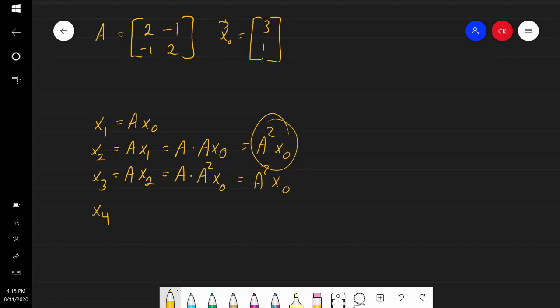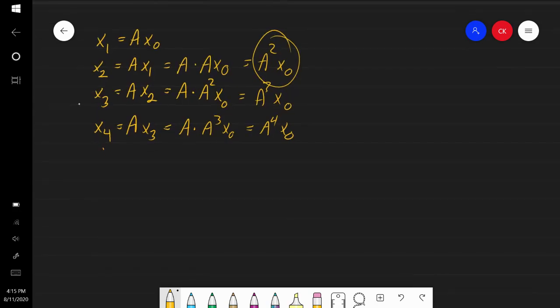x sub 4 is going to be equal to A times x sub 3. But again, if we use our replacement, we get A times A cubed x sub 0, or A to the fourth x sub 0. I think we can see the pattern here, hopefully. If we were to continue this on down, you'll notice here we've got x sub 4, A to the fourth, x sub 3, A cubed, x sub 2, A squared. So our pattern is that the kth term is A to the k, x sub 0.